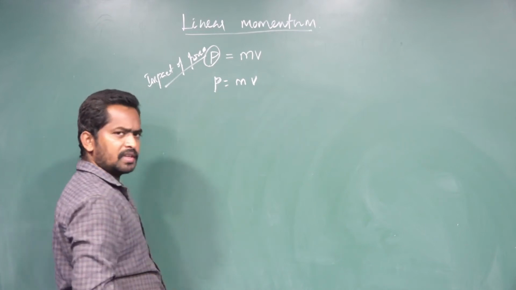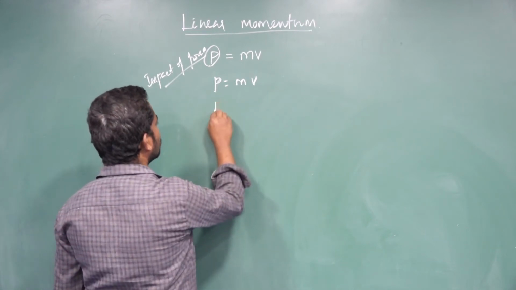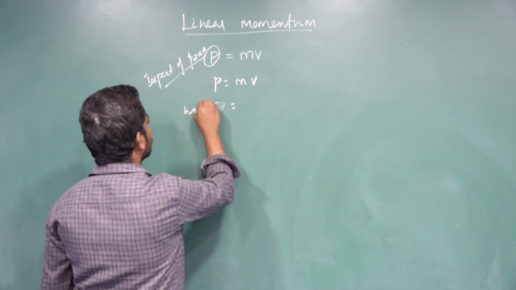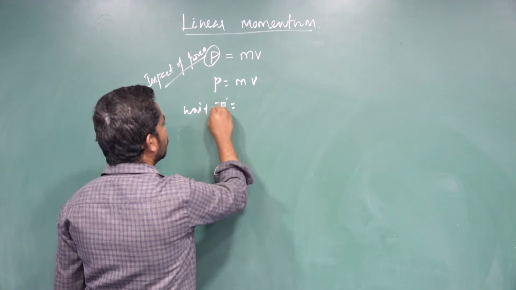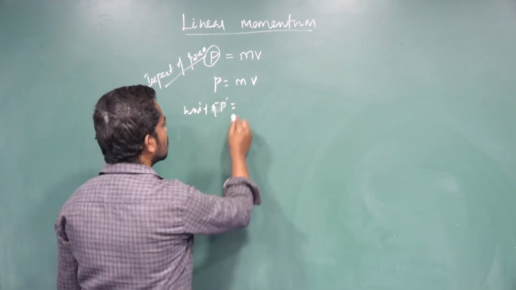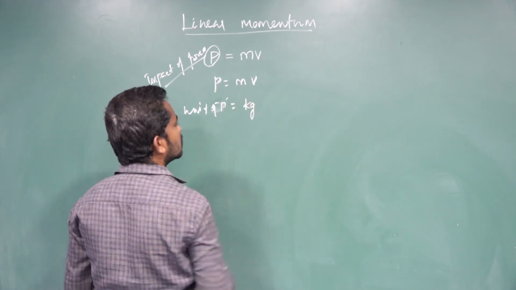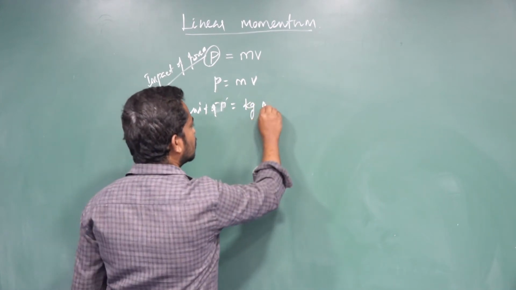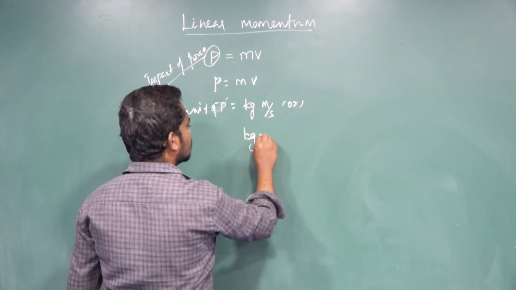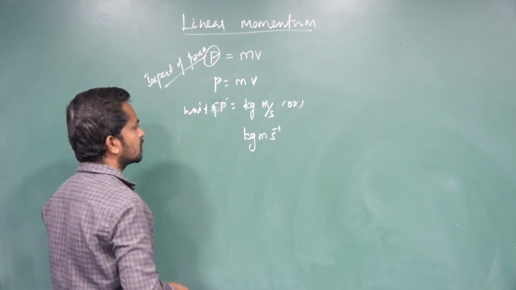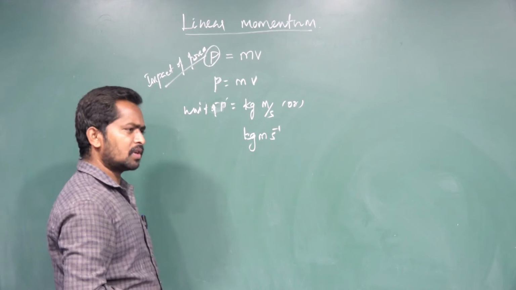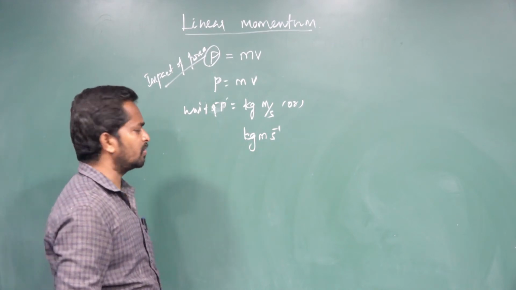What is the unit of momentum? The unit of momentum is mass into velocity. What is the unit of mass? Kilogram. What is the unit of velocity? Meter per second. So the unit is kilogram meter per second, or kg m s^-1. This is the unit of momentum.